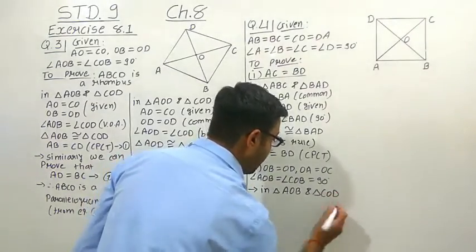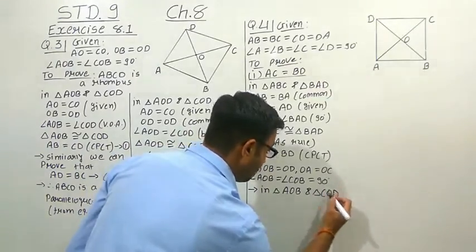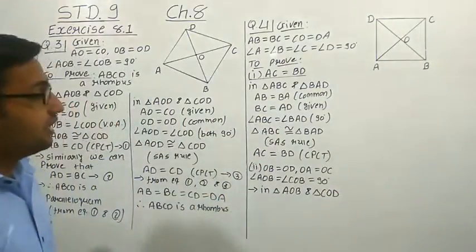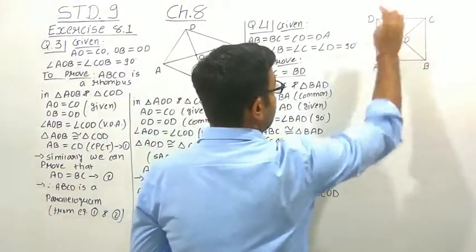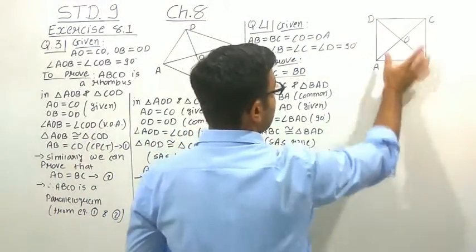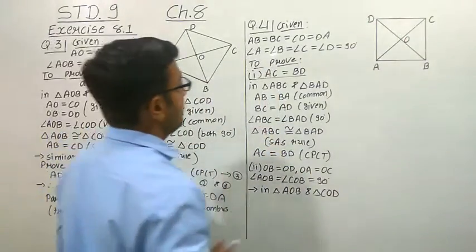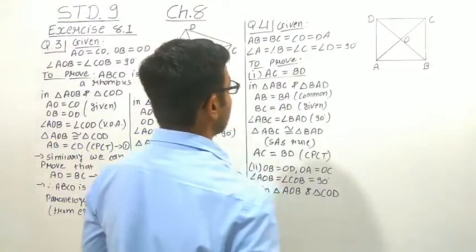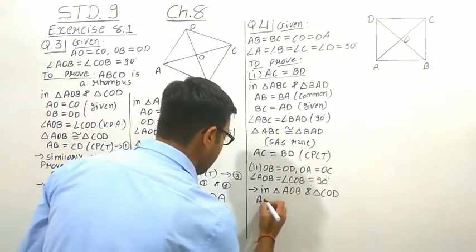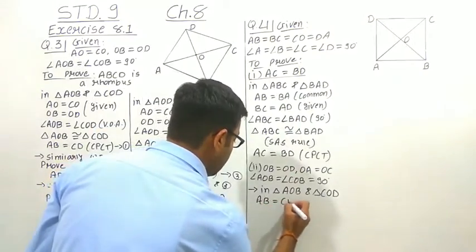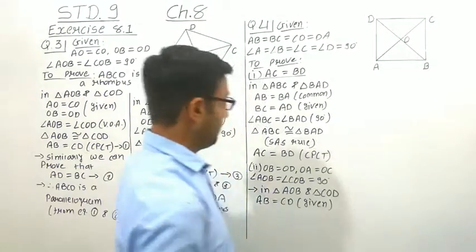Now you are thinking, what are the conditions we can take to prove the two triangles congruent? Here we have taken AOB and COD. One thing we can write down is that AB is equal to CD, because these two sides are equal, because ABCD is a square. That is the given condition. So AB is equal to CD. This will be our first condition.